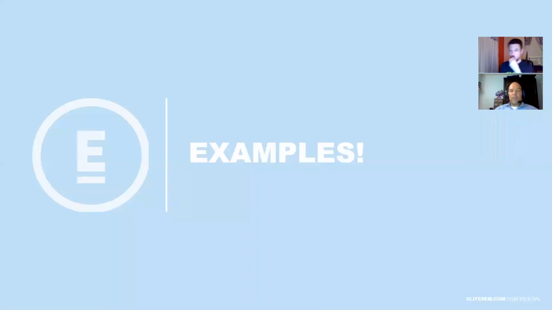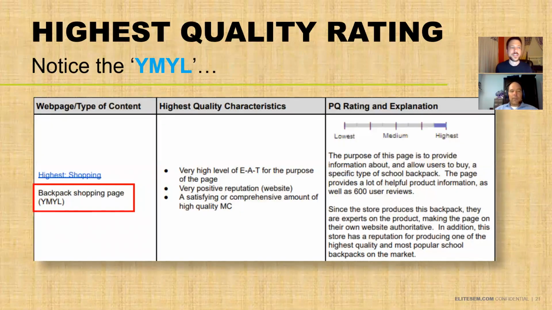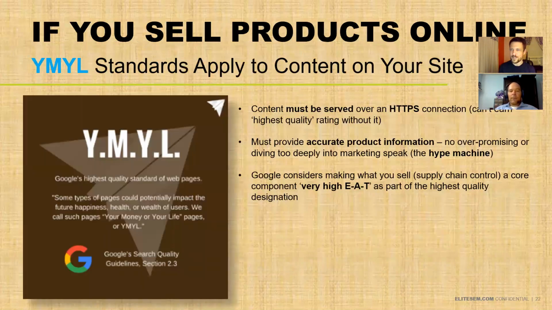So, examples. Let's look at examples. The YMYL is going to come into play here too, but this is Google's example of a highest quality page in what they call shopping, which is e-commerce. You'll see a very high level of EAT, a very positive reputation, and a satisfying or comprehensive amount of high quality main content. So who's our guy here? Well, we'll get to that in a second, because we're going to talk about YMYL, since you saw it underneath. Let's go back one second. You might have missed it.